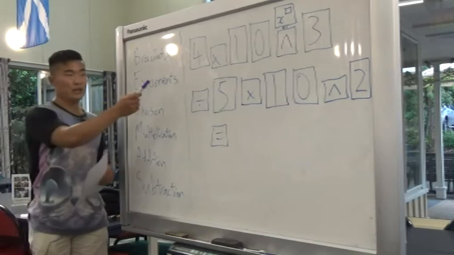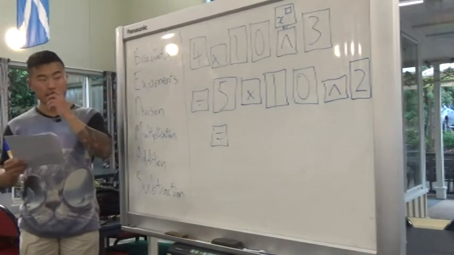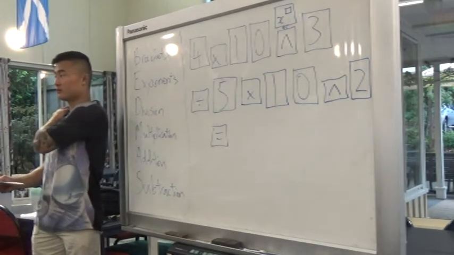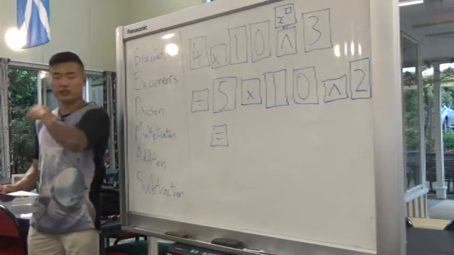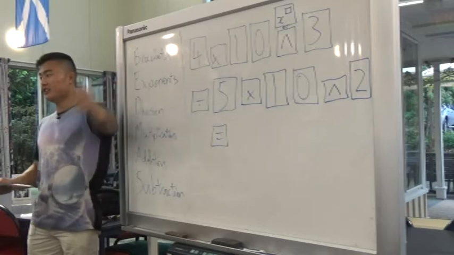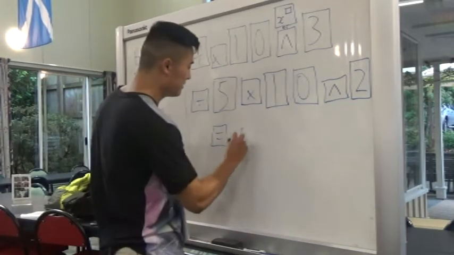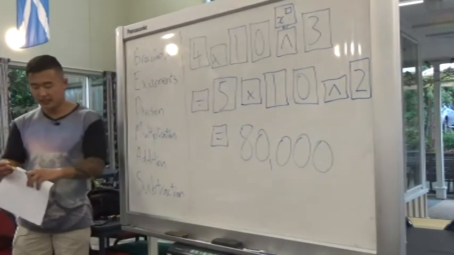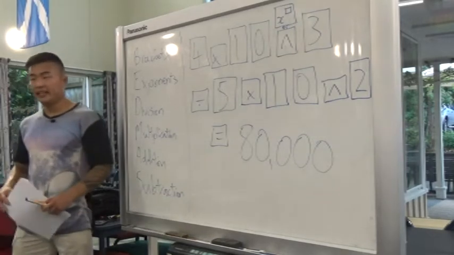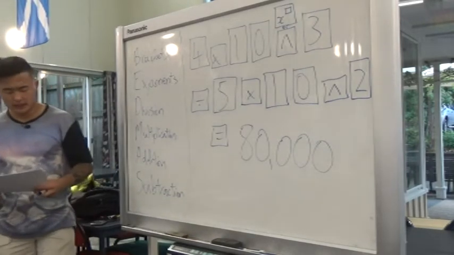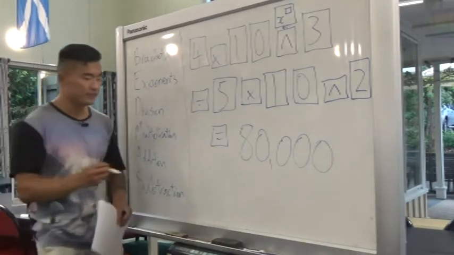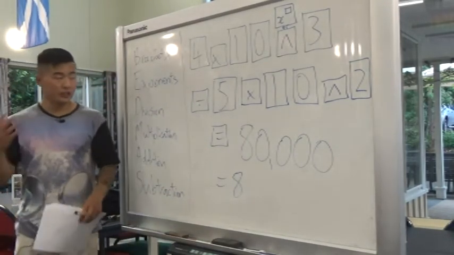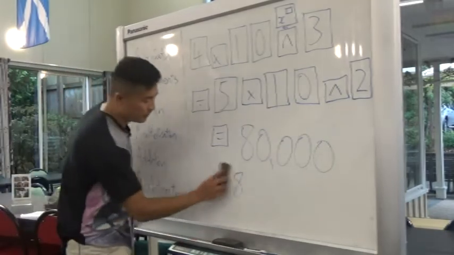Okay, so just type those values in your calculator, and then what answer do you get? Sorry? Yeah, so on your calculator, if you put it in like that, you're going to get 80,000. And that's the wrong answer. What the answer is supposed to be is 8. And I'll show you why you're getting the wrong answer.